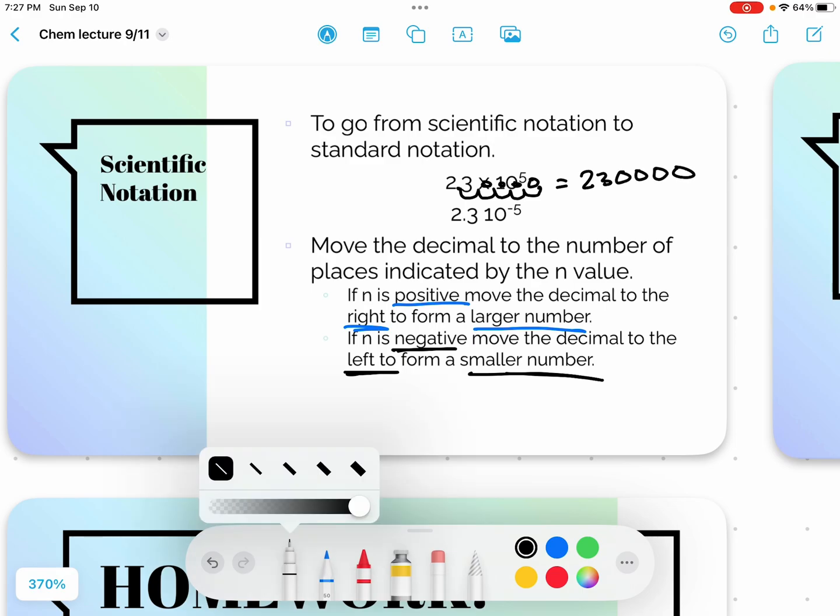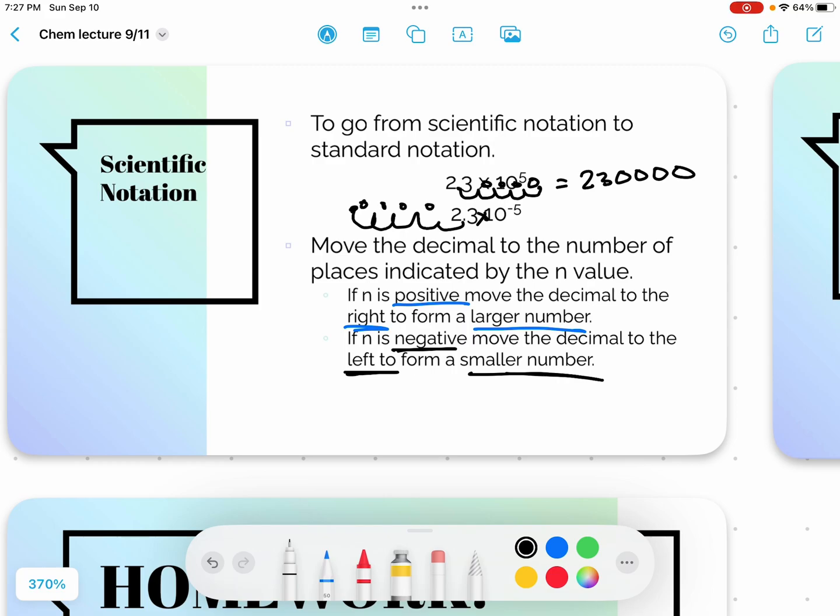2, 3, and 4 zeros. Okay, now if we go the other way, we have 2.3 times 10 to the negative 5th. We're going to move it to the left to make a smaller number: 1, 2, 3, 4, 5. Put our decimal point there. Every empty space gets a 0. So that means our answer would be 0.000023.